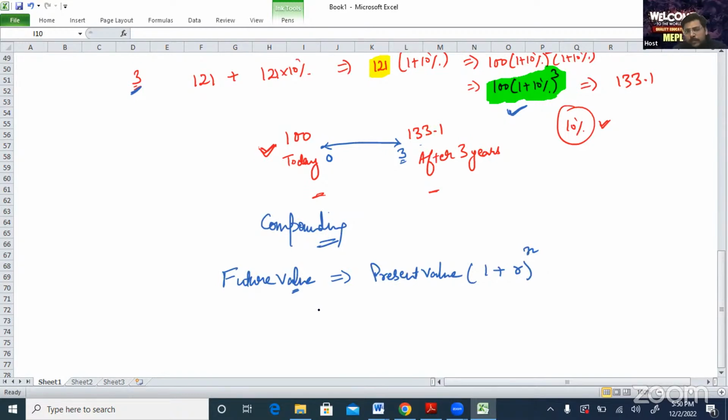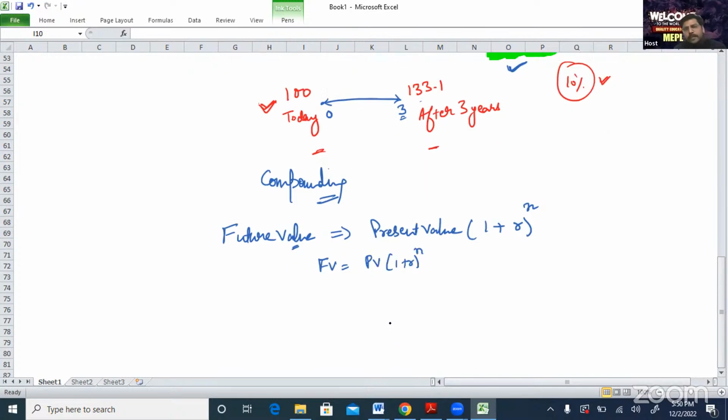So what is my formula? Future value equals present value into 1 plus r raised to the power n, or we can say present value into 1 plus I raised to the power n. In this manner, we can calculate our future value. So that is the concept called compounding.